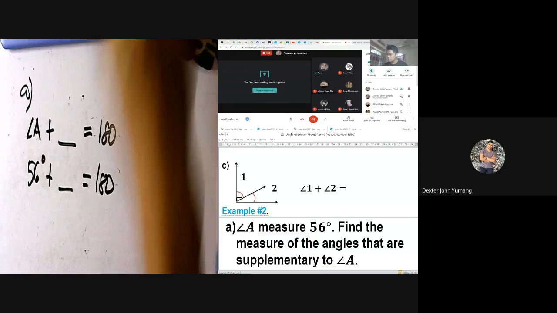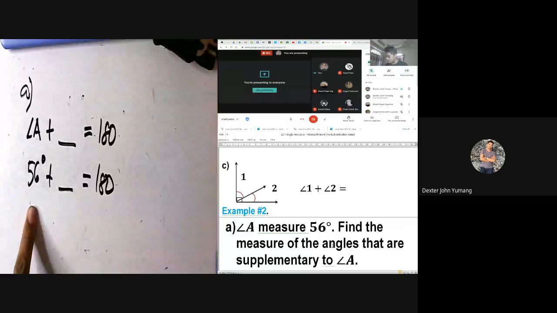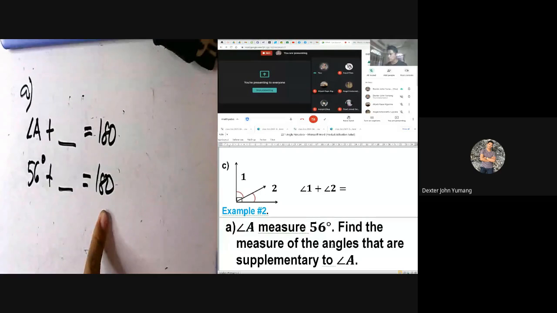Anyone? Meron bang nakakaalam? Ano daw ang i-add mo kay 56 para ang sagot is 180? Okay, 1 to 4 from Pearl and Matthew. Let us wait for the other students to type their answers on the chat box. So, 1 to 4 din po kay Carl. Okay, let us reveal the answer. Nga ba kung 124 nga ba ang answer?